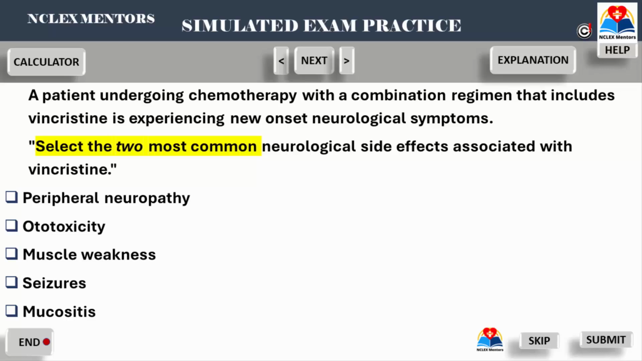Knowing drug side effects isn't just about passing an exam. It's about protecting patients. Vincristine can seriously affect nerve function, so recognizing these symptoms early can make a huge difference in patient care. Got it? Good. Let's keep going.